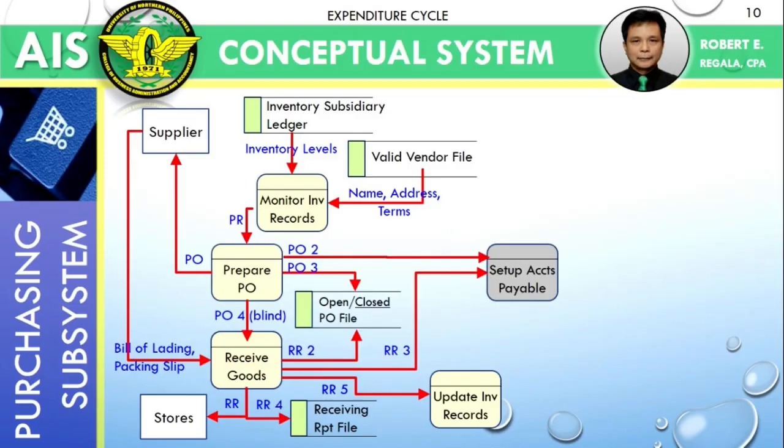Posting to a standard cost inventory ledger requires only information about the quantities received. Because the receiving report contains the quantity information, it serves this purpose. Updating an actual cost inventory ledger requires additional financial information, such as a copy of the supplier's invoice when it arrives, set up accounts payable.